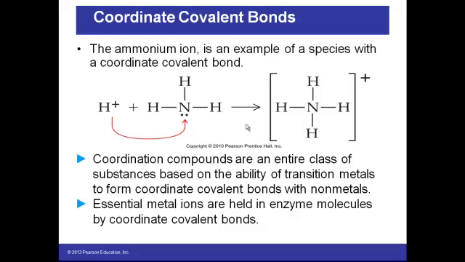Ammonium is a great example of a coordinate covalent bond. So if we look at the nitrogen atom on the periodic table, it is in group 5, so it has 5 electrons in its valence shell. It's got 1, 2, 3, 4, and the 5th one is in this lone pair of electrons. So this lone pair of electrons actually is taking up space, and it's taking up this orbital area here.